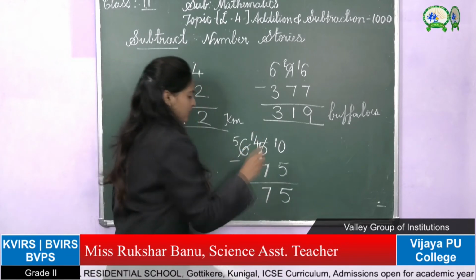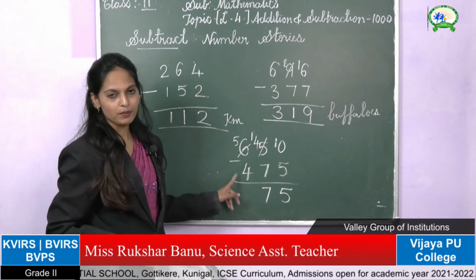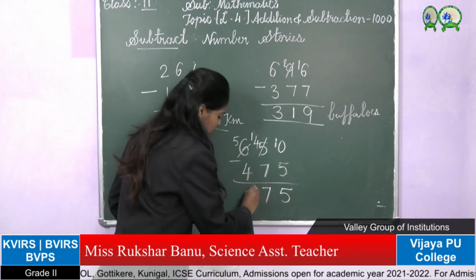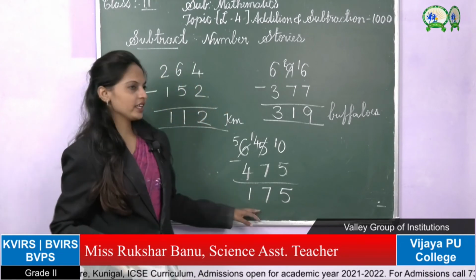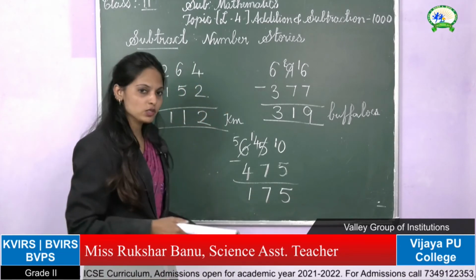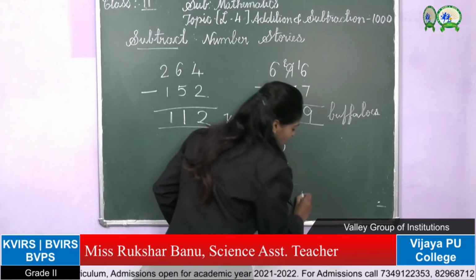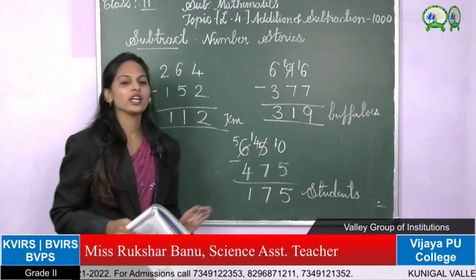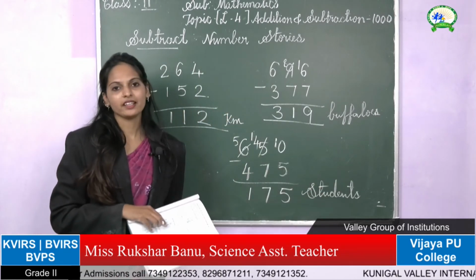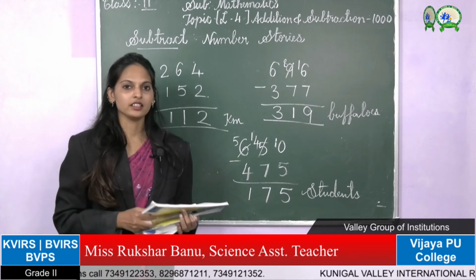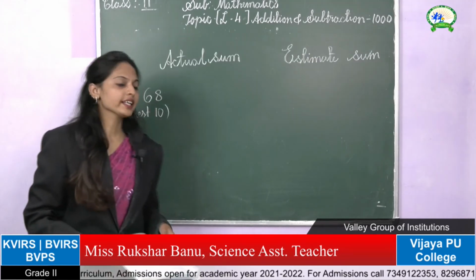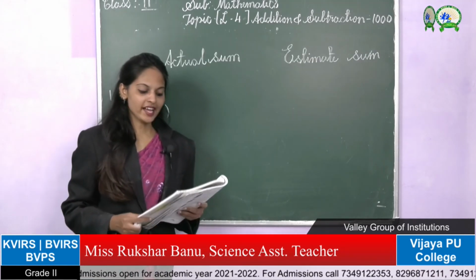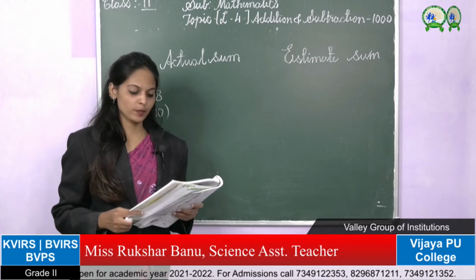Okay. Now again here only 5 is there. So here 5 minus 1, 5 minus 4 what? Yes, that is 1. Okay children. Now there are 175 students left still in the hostel. Okay children, is it clear? So this is the method to write the story problems. Is it clear?